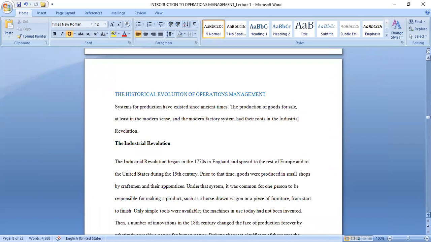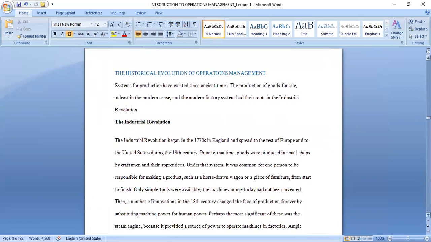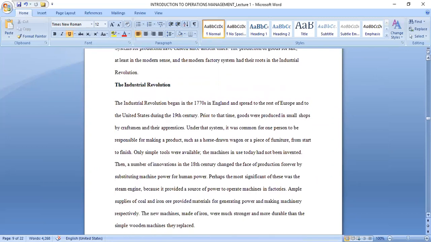So let's look at the historical evolution of operations management. It all began with the Industrial Revolution in the 1700s, in the 1770s. The Industrial Revolution began in England before it spread to the rest of Europe and then to the United States in the 19th century.